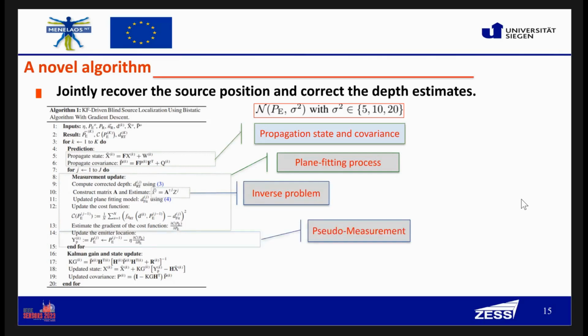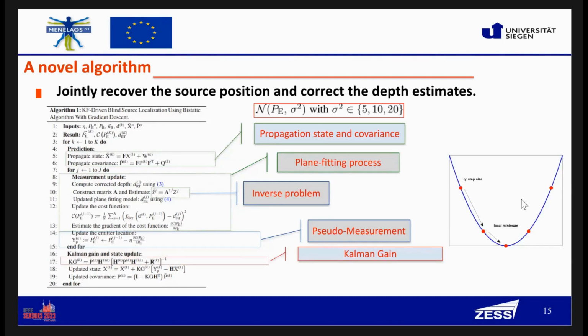After that, we get these pseudo measurements depending on the bistatic algorithm. And these pseudo measurements are given to the Kalman filter gain, which adopts this. And after that, we update the state and covariance matrix, until we reach the final trajectory point. So we try to find the local minima using this gradient descent approach. And we have this innovation function where we exploited this pseudo random measurement process, because we don't rely on the ground truth.